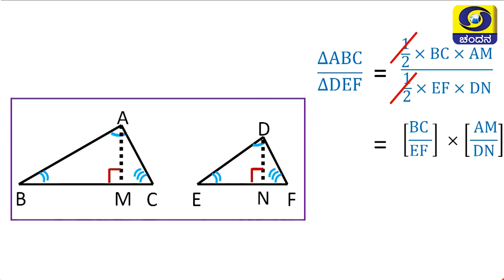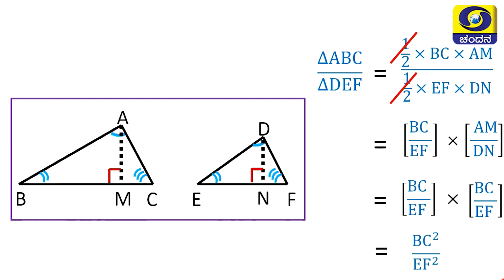The purpose is, you know that you have already established that AM by DN is already equal to BC by EF, hence this is how we must write. So BC by EF we will keep as it is, into AM by DN can be written as BC by EF only. Because AM by DN is as good as BC by EF, on simplification you get BC square divided by EF square. This is what we wanted to prove, children.